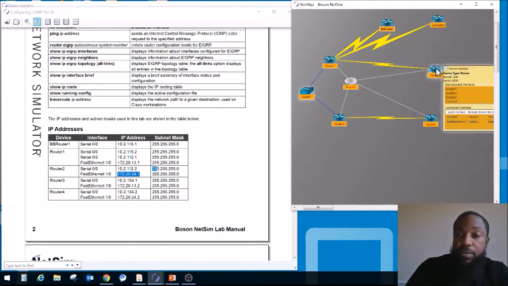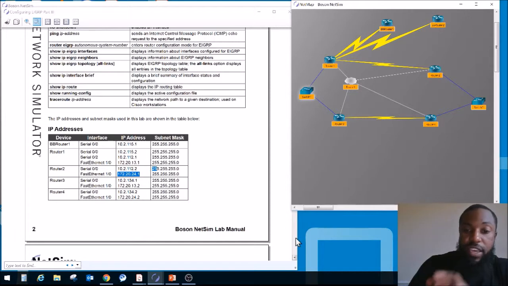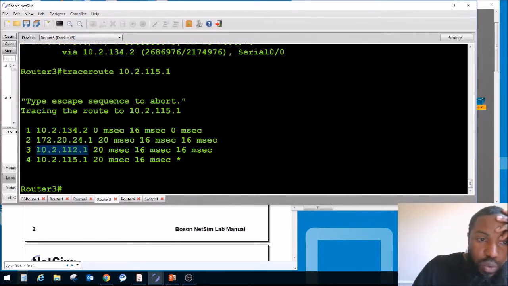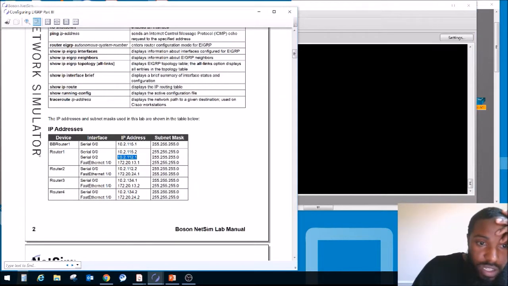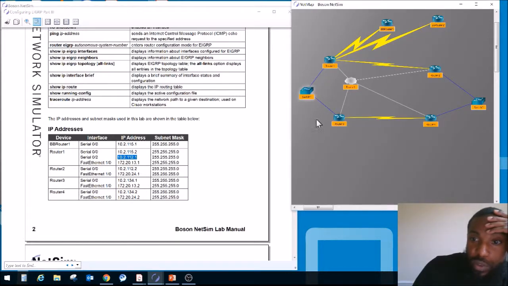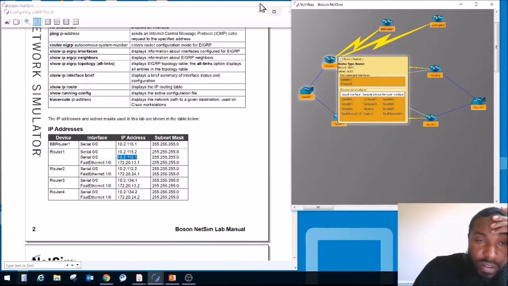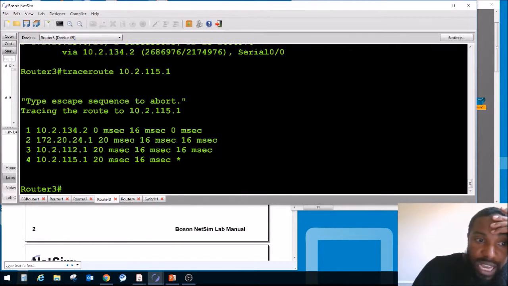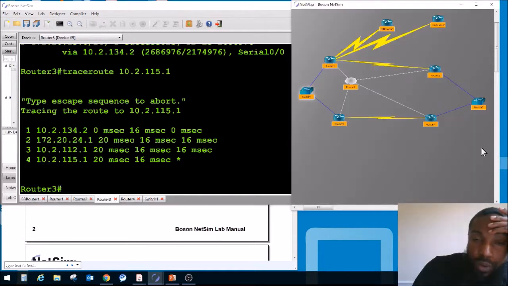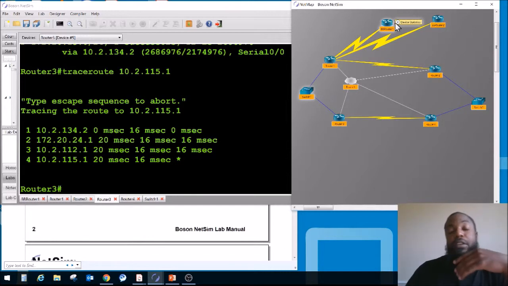He went to router 2. And then next hop is 10.2.112.1, the serial interface of router 1. So we went from here, here, here, and then the serial interface of router 1, which is there. And then the last one is 10.2.115.1, which would be the backbone router. So he used to just go this way, and then that network went down, and now he had to go all the way here just to make it to the backbone router.